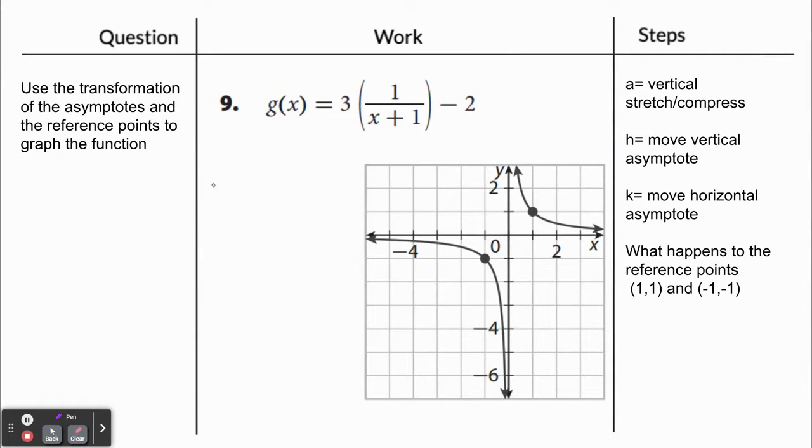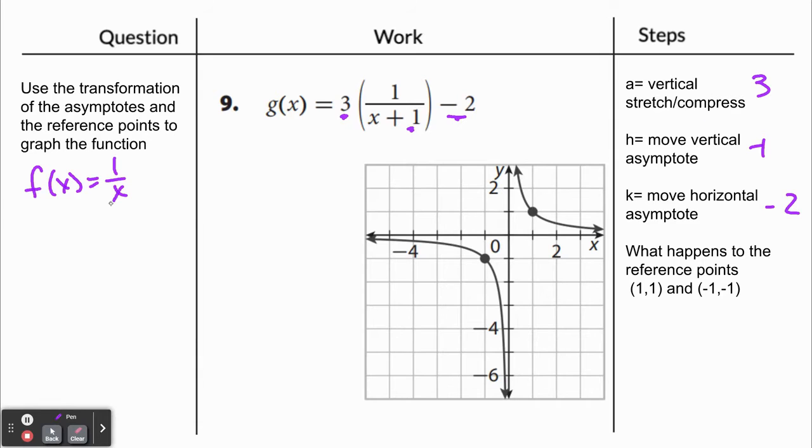Here we're asked to use the transformation of the asymptotes and the reference points to graph the function. So we have an a value of 3, an h value of -1, and a k value of -2. So 3, -1, and -2. What we should realize is that what's already graphed here is our parent function, f of x equals 1 over x.